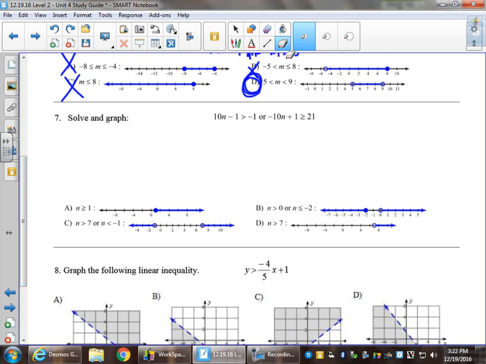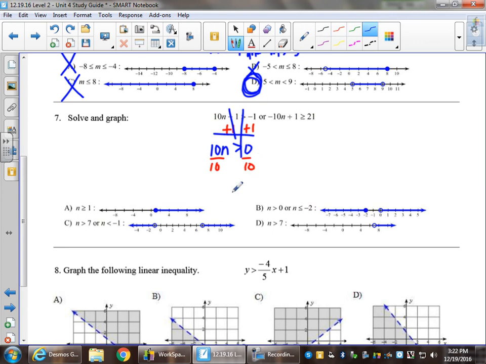Number 7, solve and graph. So let's see. I will add 1 to both sides. 10n is greater than 0. Divide by 10, divide by 10. N is greater than 0. Or, as soon as I see an or, I know I'm going to have a graph going in two directions. I'll have that thought in my head. Minus 1, minus 1.